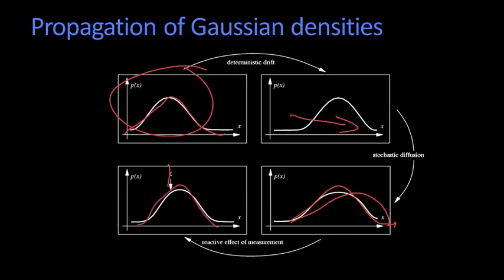And the uncertainty gets smaller after we take the measurement. So uncertainty gets bigger when we do our prediction because we don't know exactly what happened, and then it gets smaller again when we take the measurement.